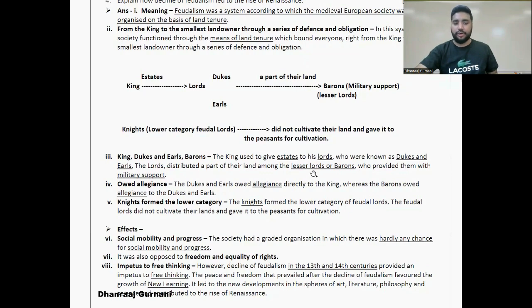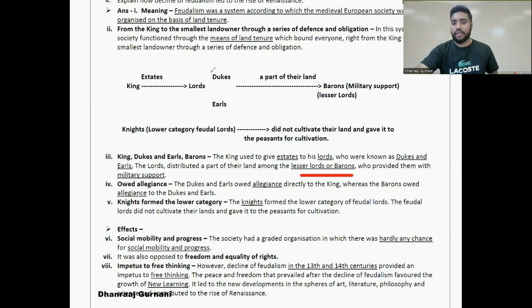Let's see how the system works. Point number 3. The kings, dukes, earls, and barons. The king used to give estates to his lords. The king is transferring his estates to his lords, who are known as the dukes and earls. These lords distributed a part of their landholding to lesser lords or barons. So from level 1 to level 2 to barons, that is lesser lords, who provided them with military support.